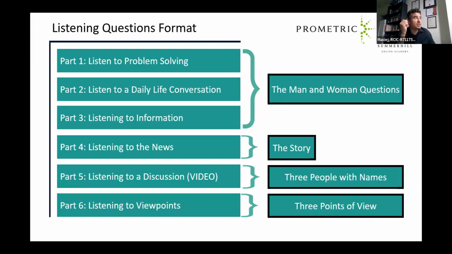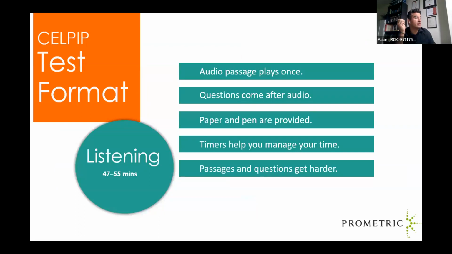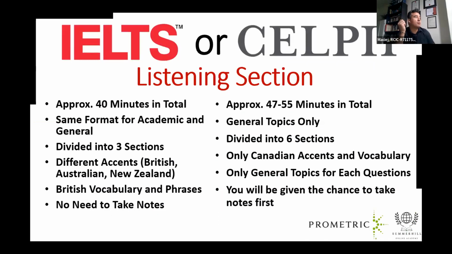Okay, so we're going to just keep going here. So in terms of listening, again, 47 to 50 minutes long, right? And passages get a little bit harder here, right? And so just to summarize, it's almost the same amount of time. CELPIP is a little bit longer, but it is divided into the note-taking section and then answering questions, which is why it's longer. Because you actually have to listen and then you answer the question.